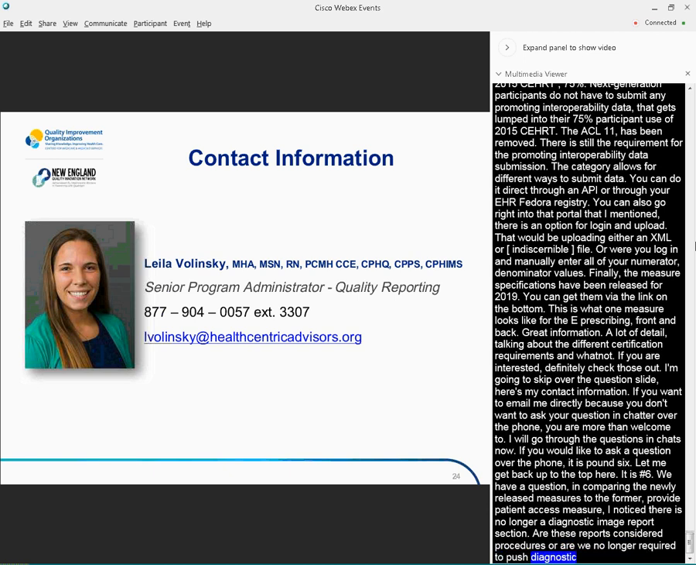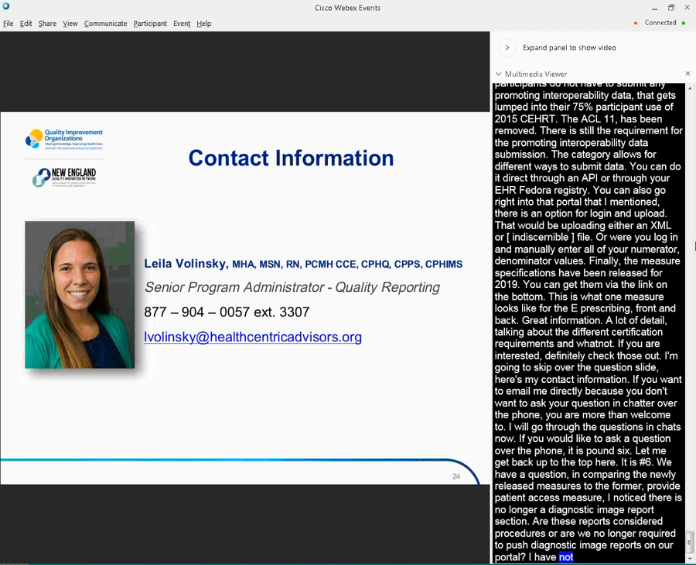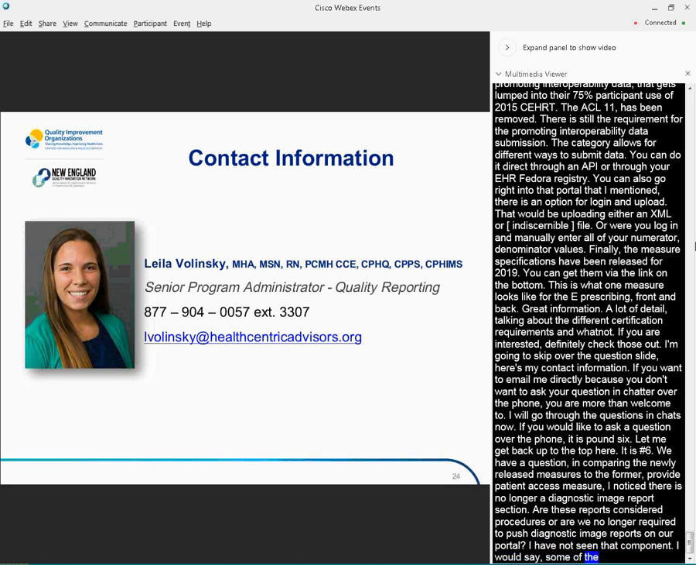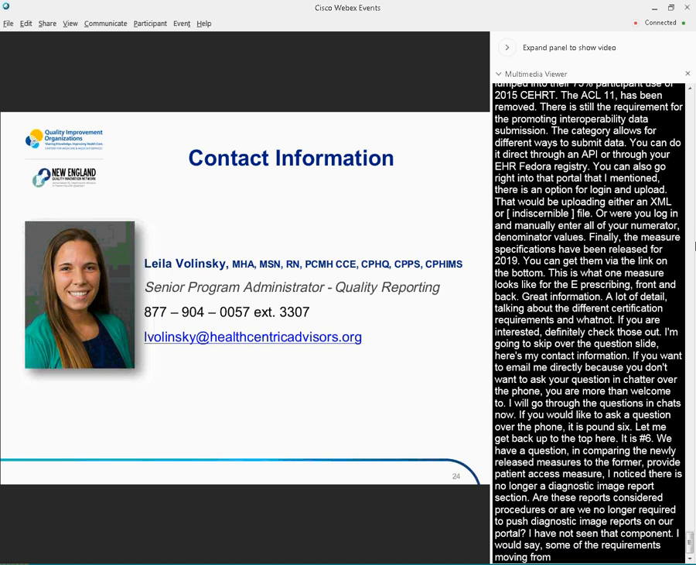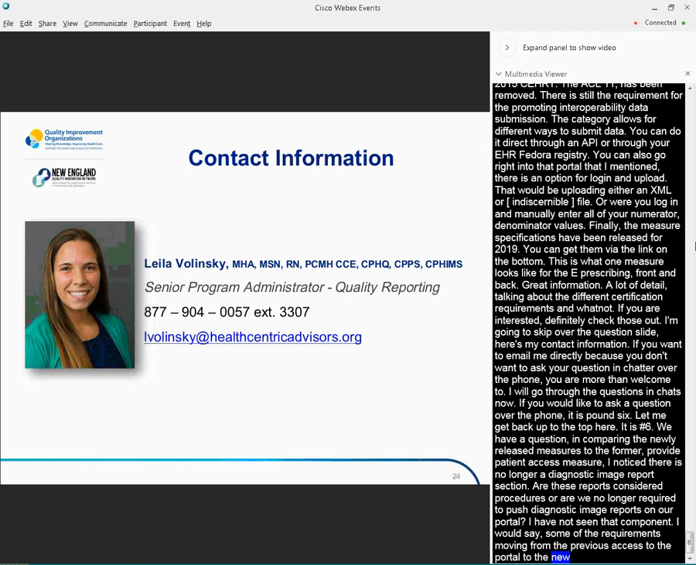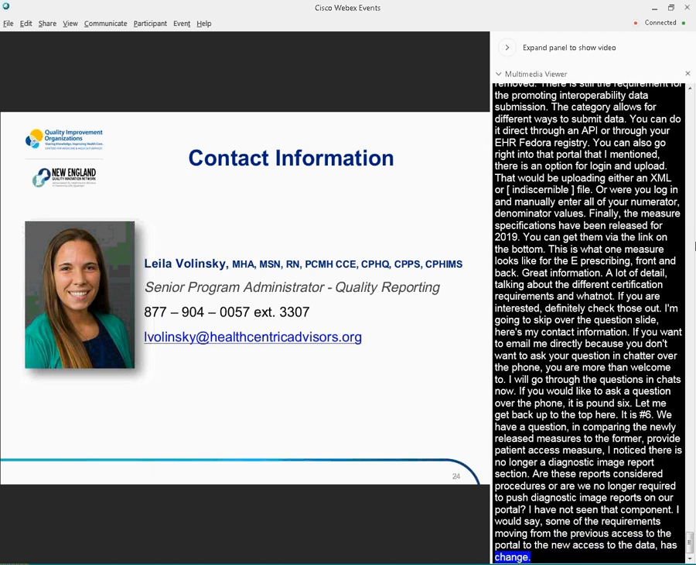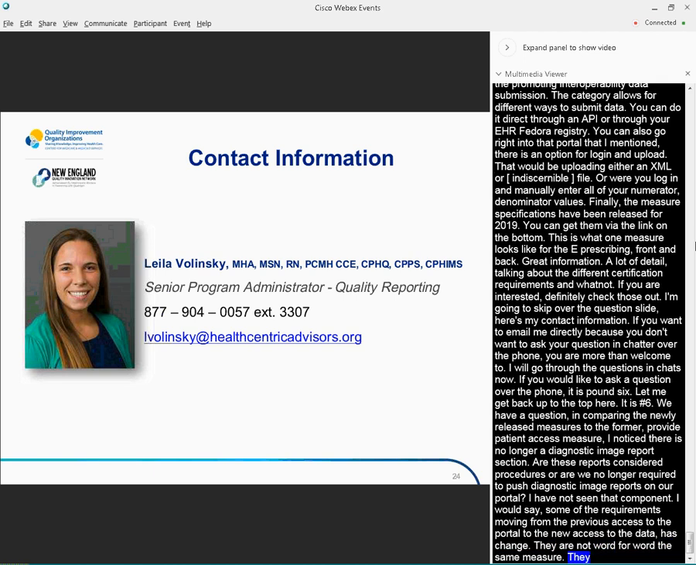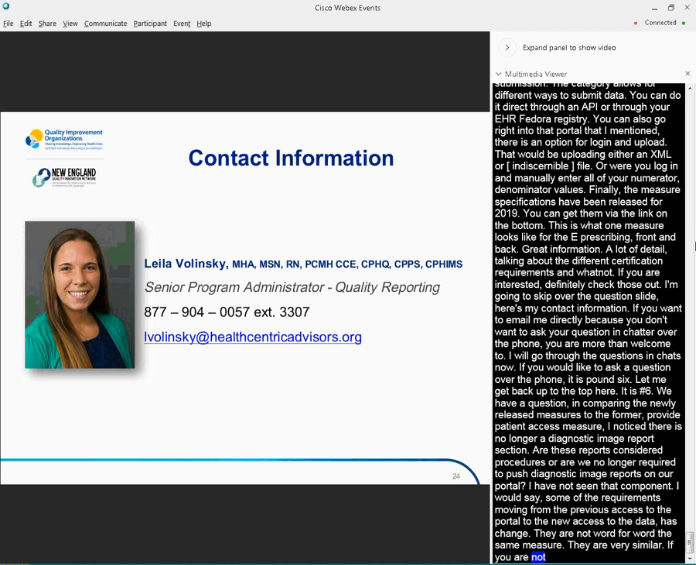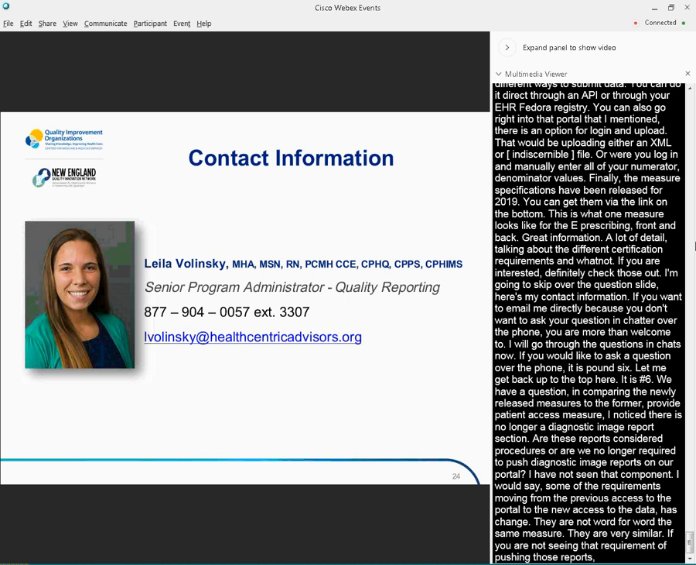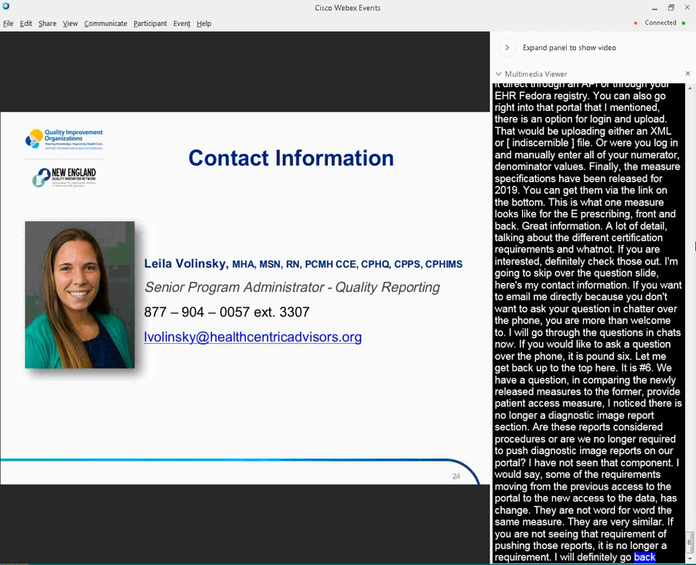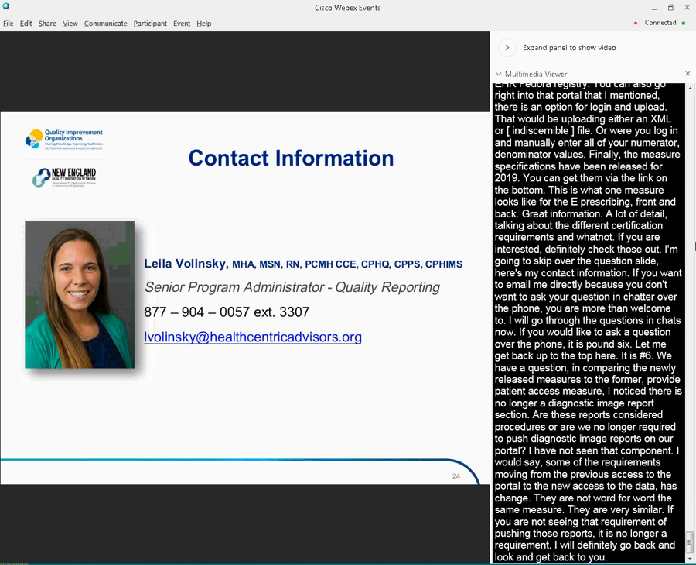That's a great question, Carly. I actually haven't seen that component, but I would say some of the requirements moving from, you're right, the previous Provide Patient Access to the portal to the new Provide Patient Access to the data requirements have changed a little. They're not word for word the same measure. They're very similar. So I would say if you're not seeing that requirement of pushing those reports, then it is no longer a requirement, but I will definitely go back and look and get back to you. But thank you for bringing that up because that's an important component to not miss if it's required.